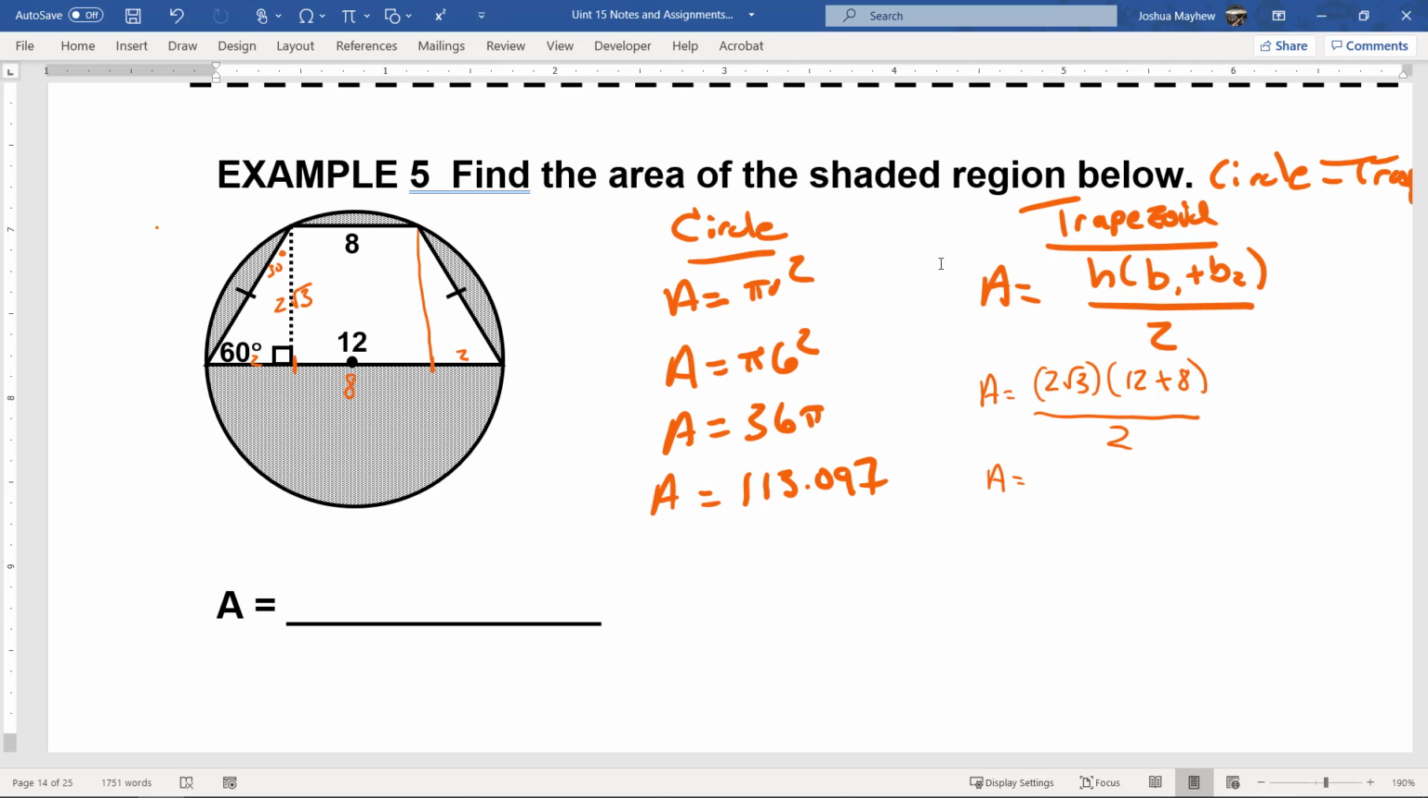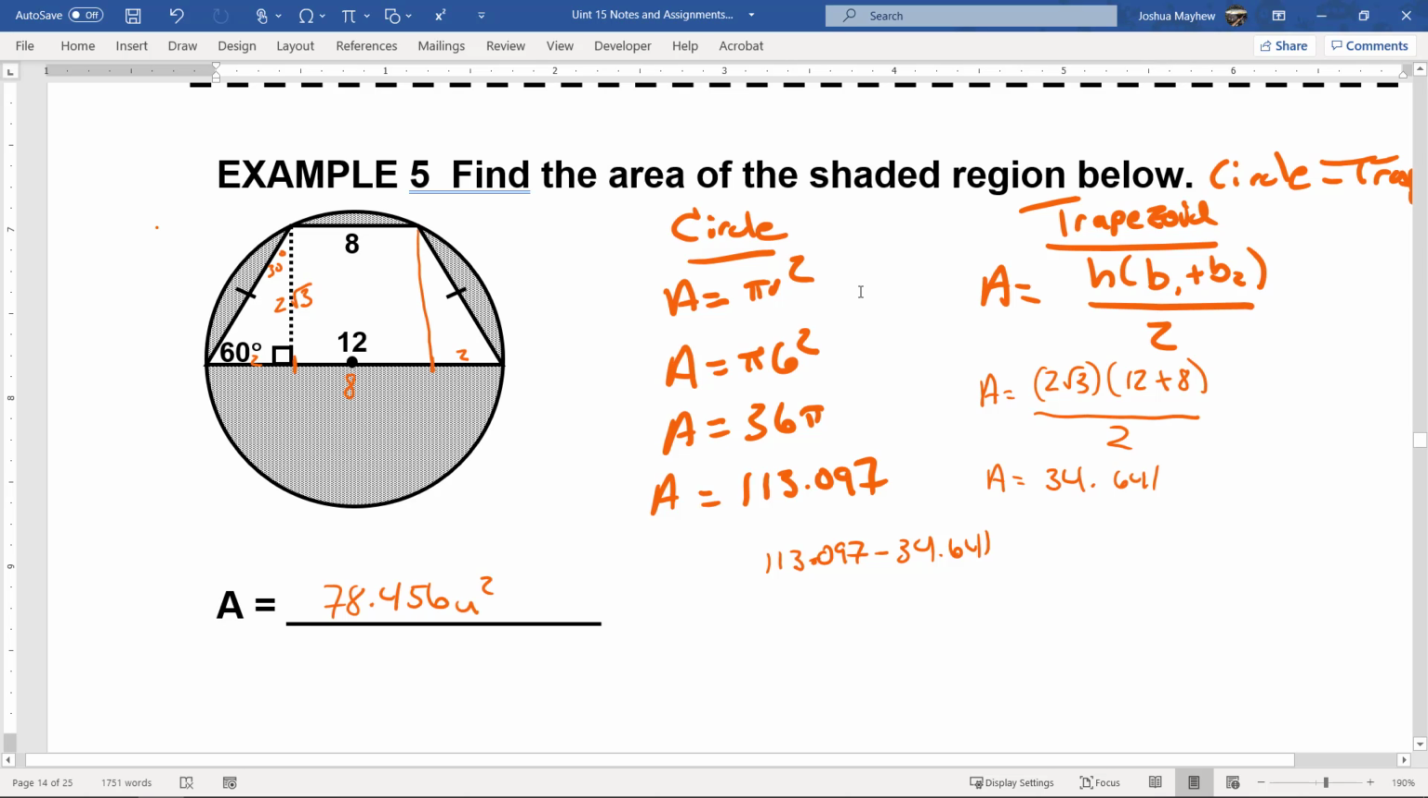So we do all this, it comes out to 34.641. Okay, so we just want to subtract those. So I've got my 113.097 minus 34.641, which gives us a final answer of 78.456 square units. Okay. All right.